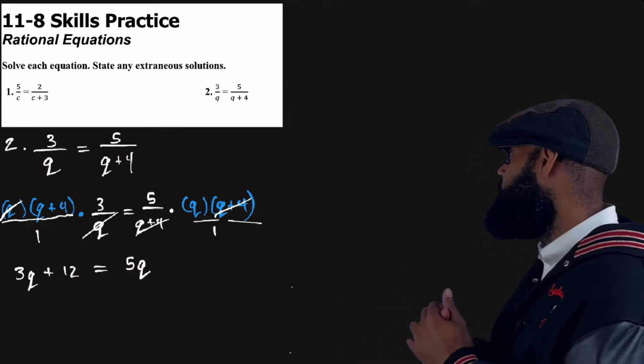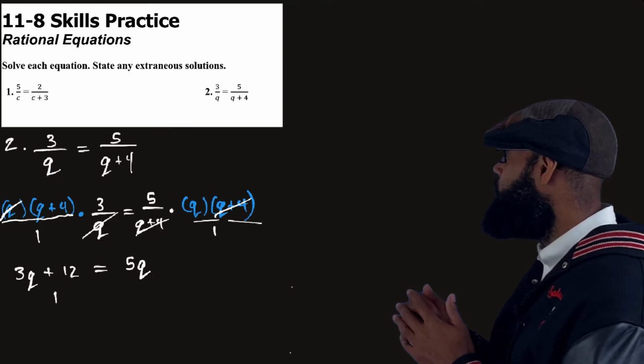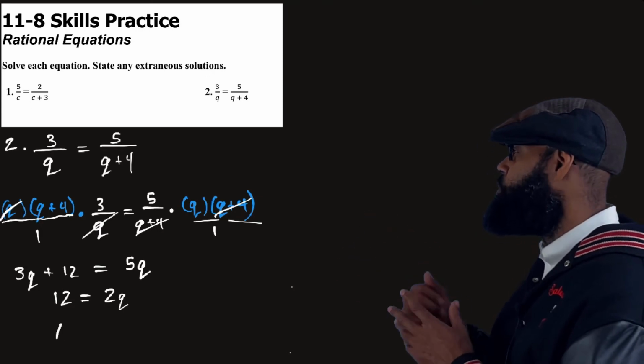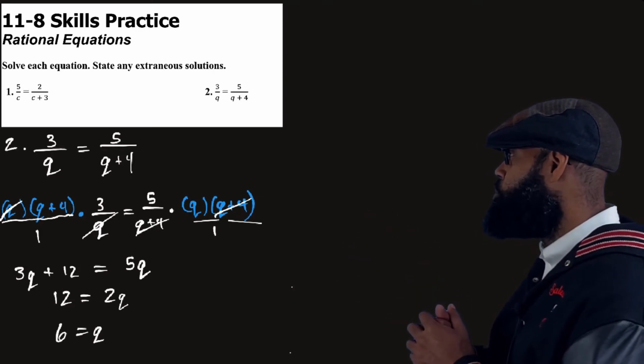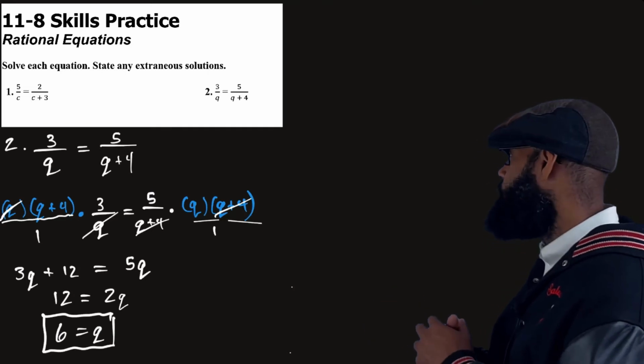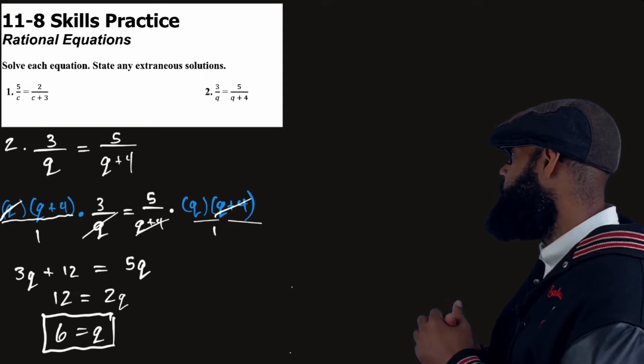So just 3 times q and 3 times 4. On the other side now, it's just 5 times q, because the q plus 4 in the denominator cancels with the q plus 4 in the numerator. So again, solve now that you've got variables on both sides. 3q plus 12 is equal to 5q. When I subtract 3q from both sides, I get 12 equals 2q. Therefore, 6 is equal to q.